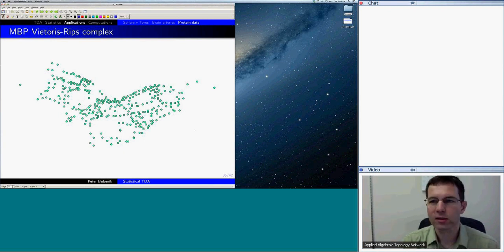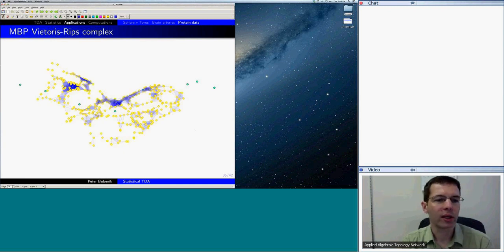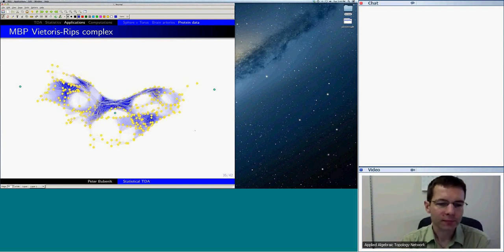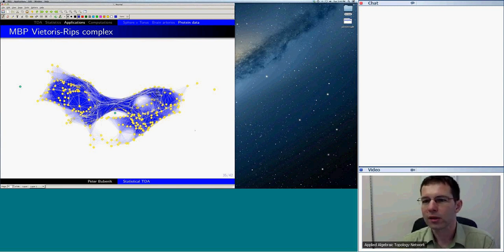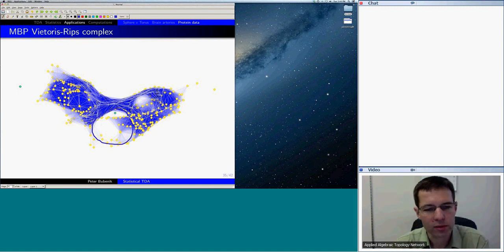We project that down to 3 dimensions. This is what it looks like, and we calculate the Vietoris-Rips complex, and this is what it looks like. And one thing that's noticeable here to a topologist is that we have real one-dimensional homological structure here. So there's this large non-trivial cycle appearing in our complex that we'll get to in a little bit.